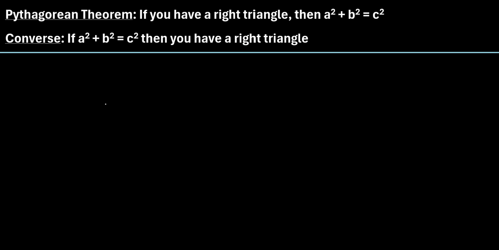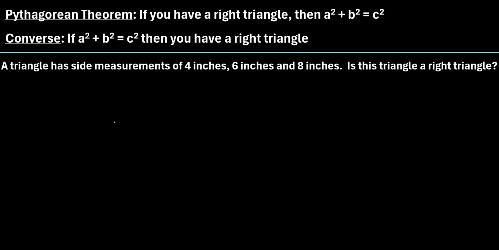So let's take a look at a couple different examples of how to use the converse of the Pythagorean theorem to actually determine if a triangle is a right triangle. Alright, this question says a triangle has side measurements of 4 inches, 6 inches, and 8 inches. Is this triangle a right triangle?